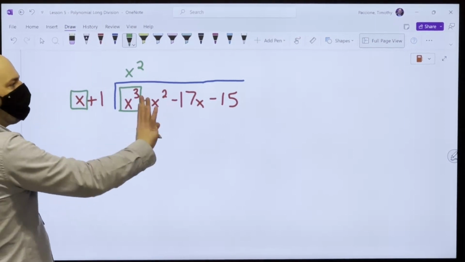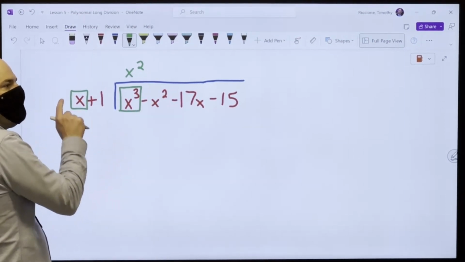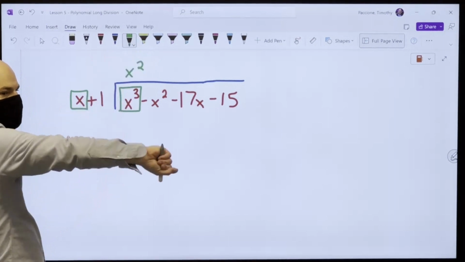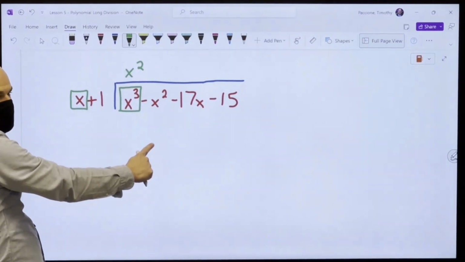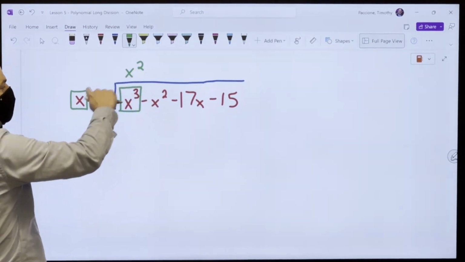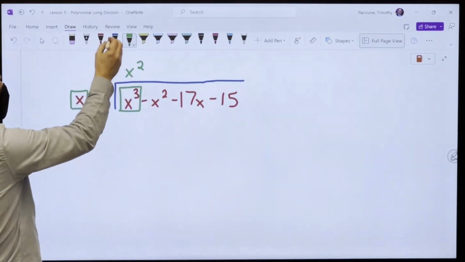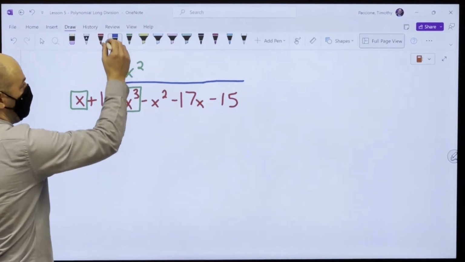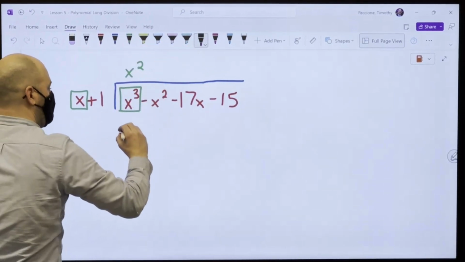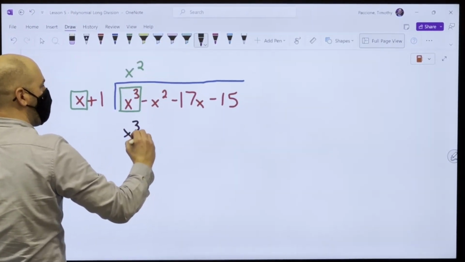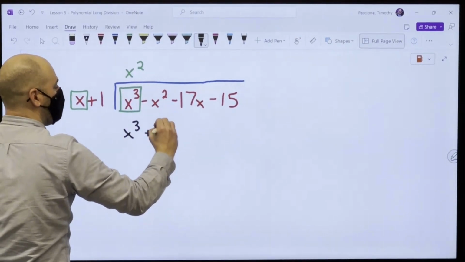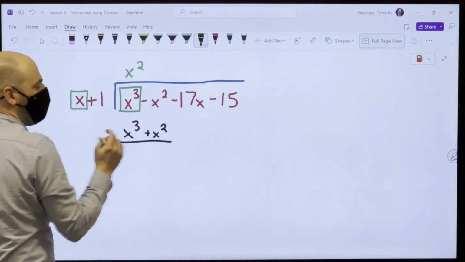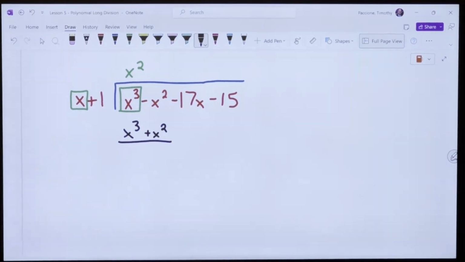All right, now what did we do before? We had 40, we did 6, and then what did we do underneath? We multiplied and subtracted, right? So that's what we're going to do. X squared times x plus 1, right? What is x squared times x plus 1? X to the third, and then x squared times 1 is plus x squared.